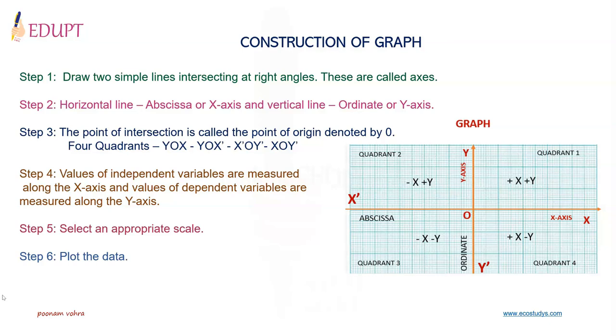And finally, you need to plot the data on the graph paper on the basis of values of x and y variables. Repeating, on x-axis, independent variables will be plotted. On y-axis, dependent variables will be plotted to have points on the graph paper.